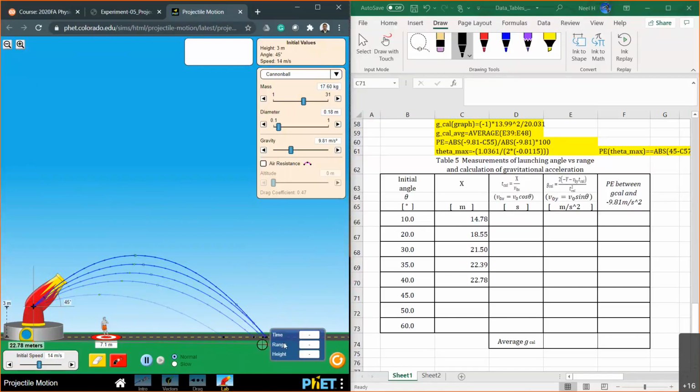So the 45 is about 22.63. 40 is about 22.77. Which means the maximum may be in between 40 and 45. It may be slightly less because now the formula is completely different. That 45 is valid only if you are sending from the ground level. Okay. Now let's measure that. It's very difficult to measure with the tape meter, but let's try as much as possible to read it correctly. Let's check that.